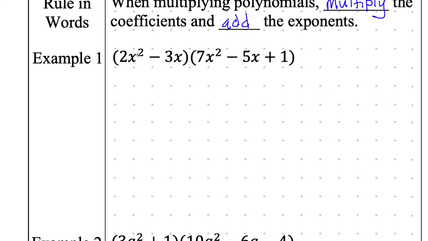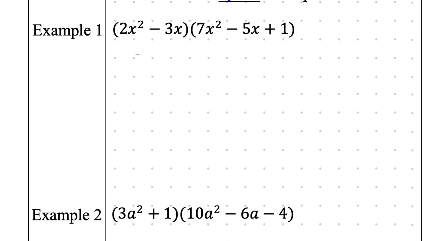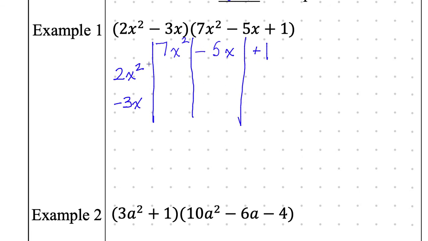Again, I'm going to be using an area model. They are going to come in handy today. Let's set up my area model. It doesn't matter which one is on the left, which one is on the top. I'm just going to randomly put 7x squared minus 5x plus 1 on the top. And on the left-hand side, I'm going to put 2x squared and minus 3x. Every single term gets its own row or column.